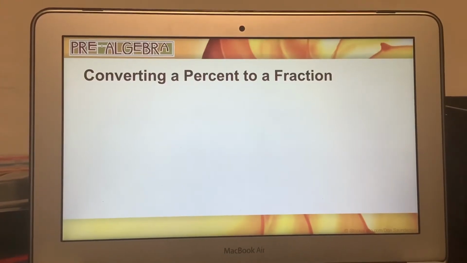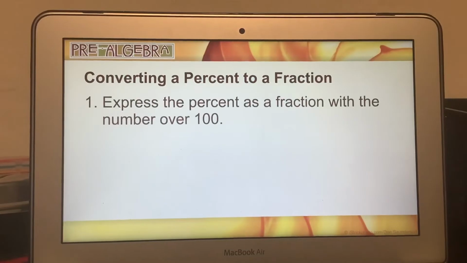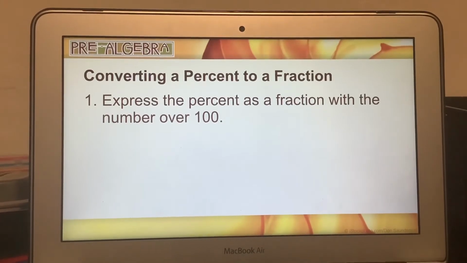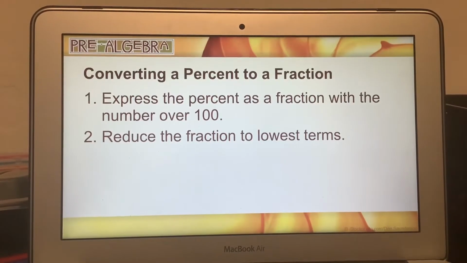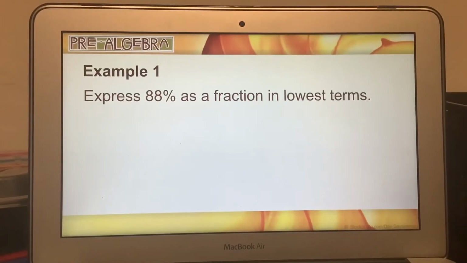Converting a percent to a fraction, in order to do that, you would take the percent and express it as a fraction with the number over 100. And then you would have to reduce the fraction to the lowest terms. So let's take a look at an example here. You've got 88%, and we want to express that as a fraction in the lowest terms.